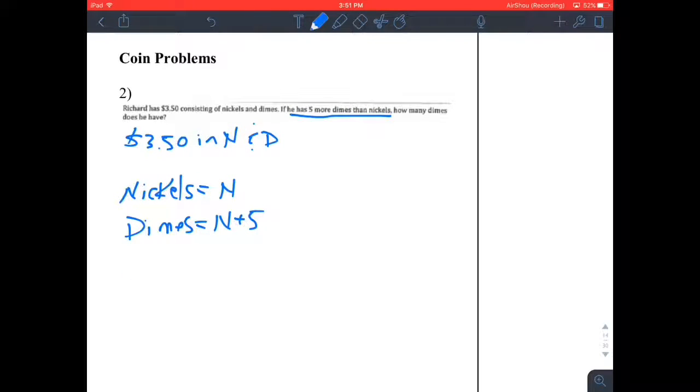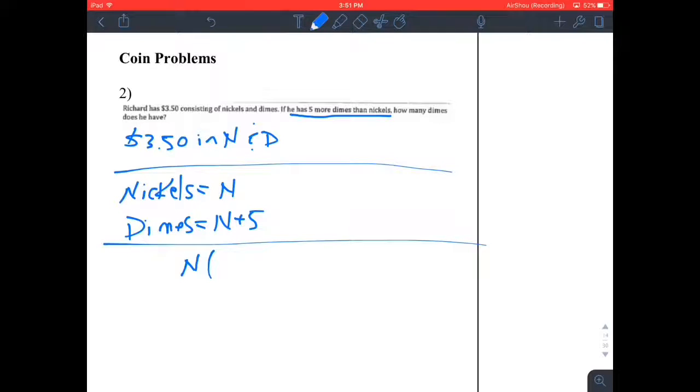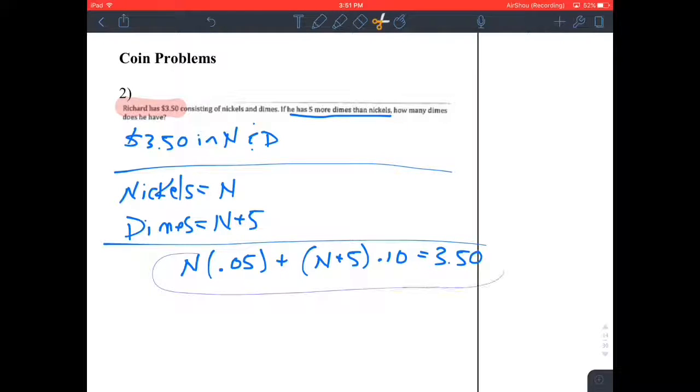So here's how this works. If we take the number of nickels and multiply it by its worth, a nickel is worth 5 cents, and we add to that the number of dimes that we have, we're saying the number of dimes is N plus 5, times what it's worth, a dime is worth 10 cents, that's supposed to equal $3.50. It says at the beginning he has $3.50 consisting of nickels and dimes.